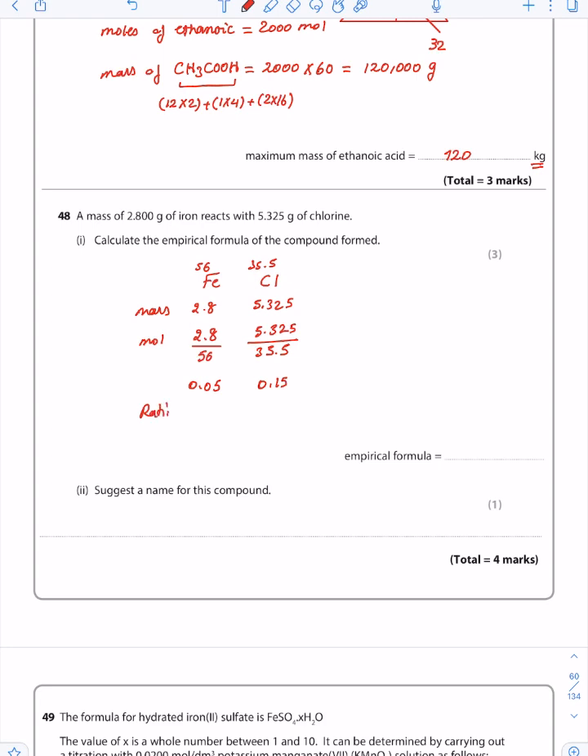We get the ratio by dividing by the smaller number, which is 0.05. 0.05 over 0.05 gives 1, and 0.15 over 0.05 gives 3. So the ratio is 1 to 3, and therefore the empirical formula of this compound is FeCl3. Part II: suggest a name for this compound. The compound will be called iron(III) chloride. Iron(III) chloride.